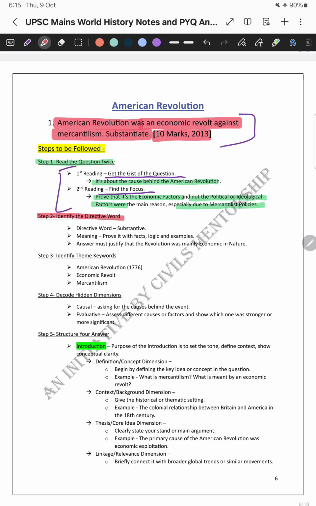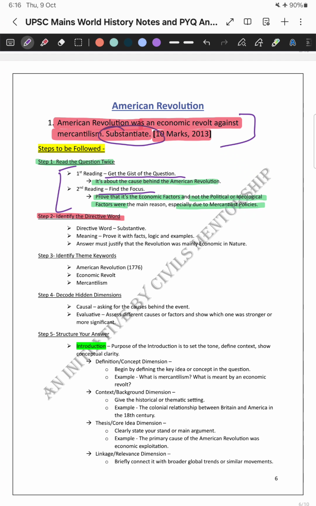Now what does this mean? Look at this particular question over here. In this particular question, what is the directive word over here? Now, the directive word is substantiate. Now, what does this substantiate mean? Substantiate means you need to prove it with facts, logic, and examples.